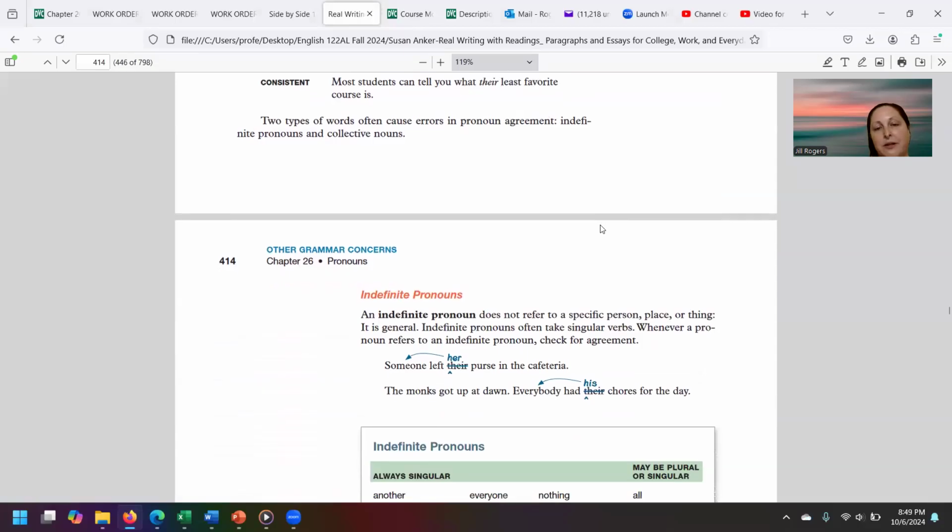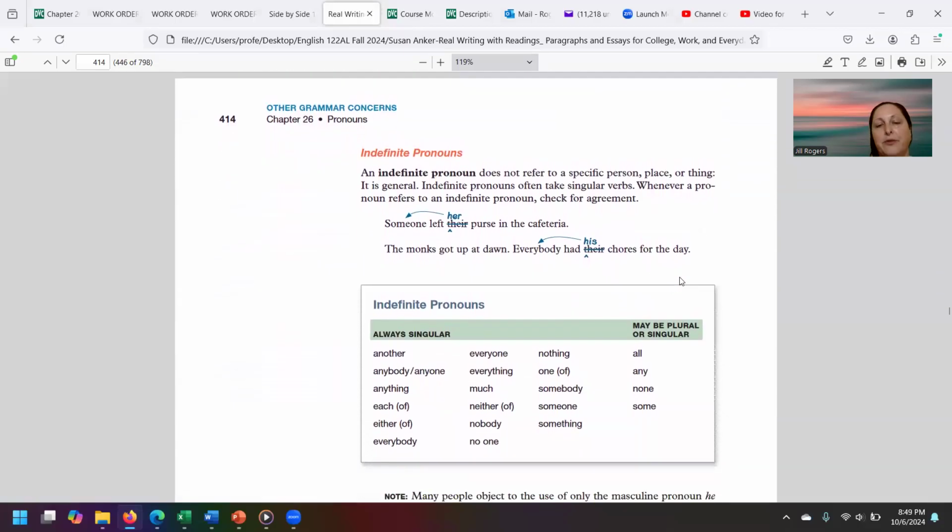Okay, so let's take a look at indefinite pronouns. We've talked about this before with the subject-verb agreement chapter. An indefinite pronoun does not refer to a specific person, place, or thing. It is general. They usually take singular verbs, okay? So someone should be singular, her. Everybody should be singular, his, or her. In this case, it's referring to monks, so it's his, because they're assuming, I think, that all monks, at least this particular group of monks, are men, so we say his, okay?